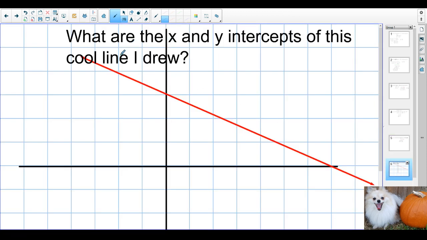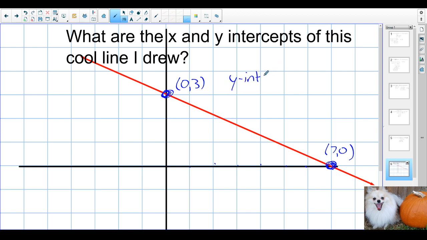Look at this cool problem. What are the x and y intercepts of this cool line I drew? I made this myself. I don't know if you can tell. So if I want x and y intercepts, nice and simple, we take the 2 points where it crosses the x and y axis. So we have this point at 0, 3. This point at 1, 2, 3, 4, 5, 6, 7. So 7, 0.